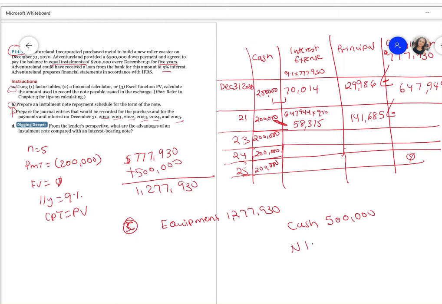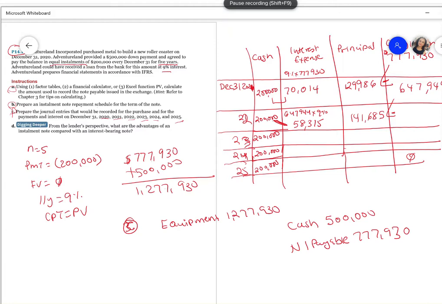we have a notes payable. So notes payable is for the difference. In this case it is 777,930. And then we are going to show you how to do an entry for 2021, 22, 24, and 25. So in this case, we're going to show you the first. Actually, this is our first one, second one, third one, and the fourth one, the fifth one.